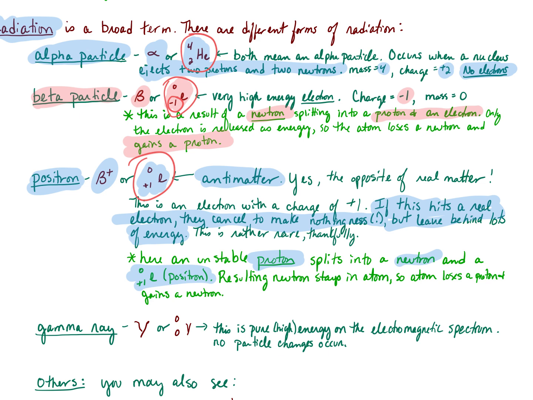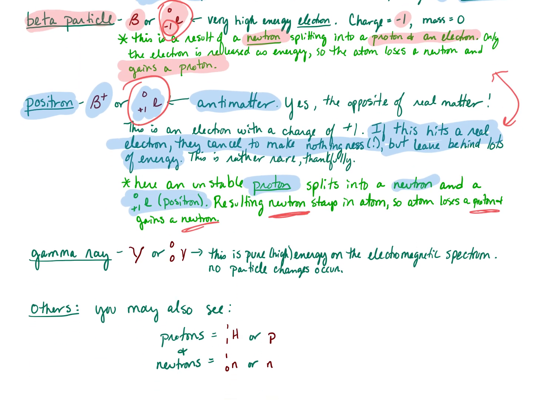So the resulting neutron from a positron will stay in the atom. So the atom basically loses a proton and gains a neutron. So see, those two things are kind of similar to one another there. One's going to gain a proton, the other one's going to gain a neutron. I'm going to scroll up here.